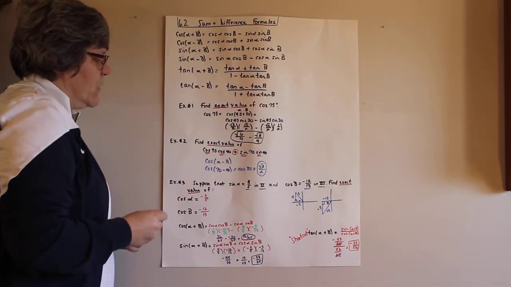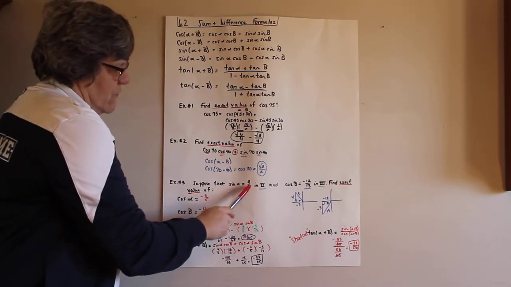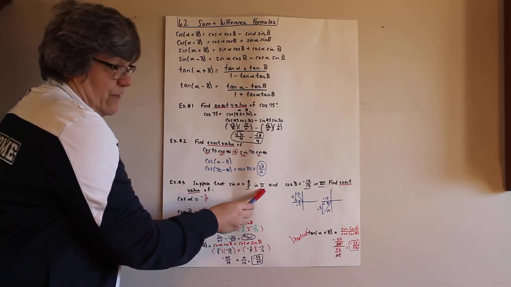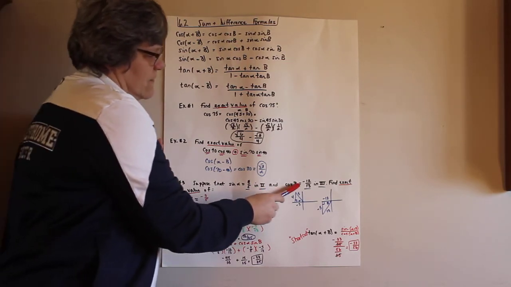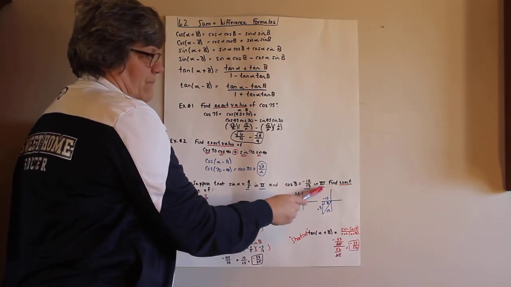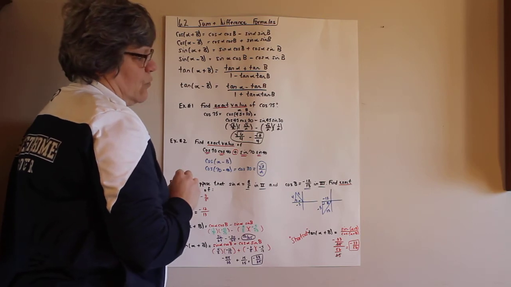Example number 3 says, suppose that the sine of alpha equals 4 over 5. Automatically, not in the chart. In quadrant 2. And cosine of beta equals negative 12 over 13 in quadrant 3. Notice I did not say parking lots, I said quadrants.